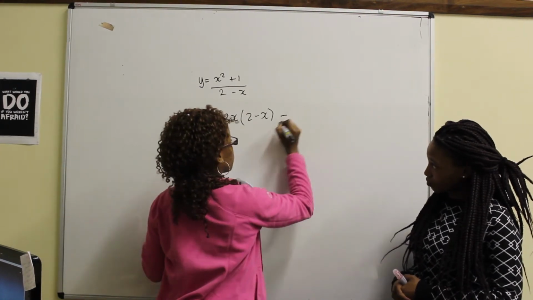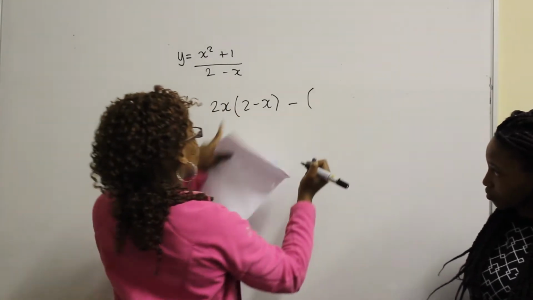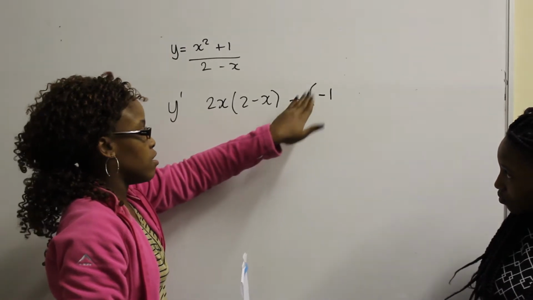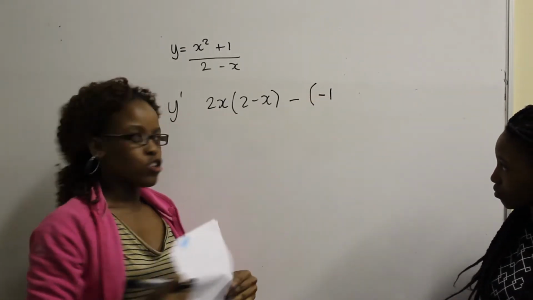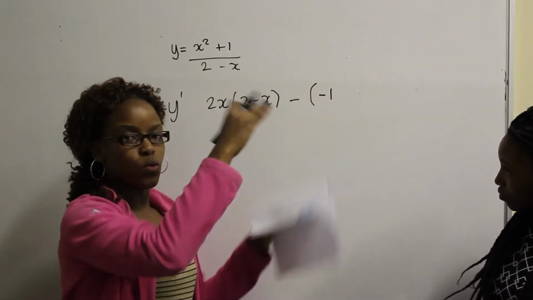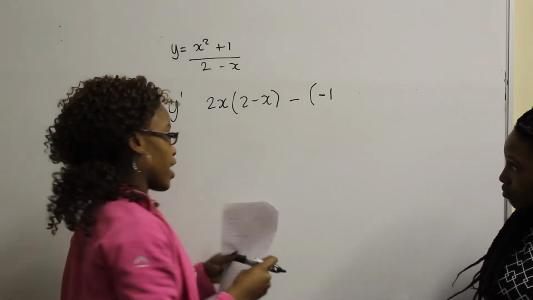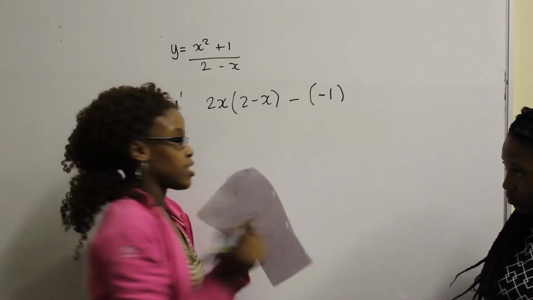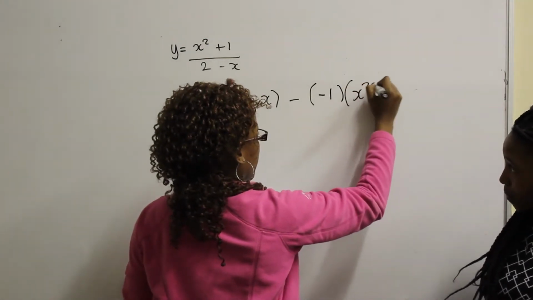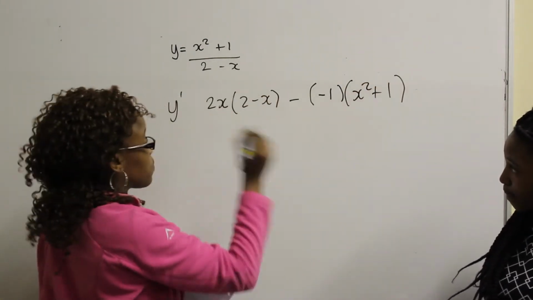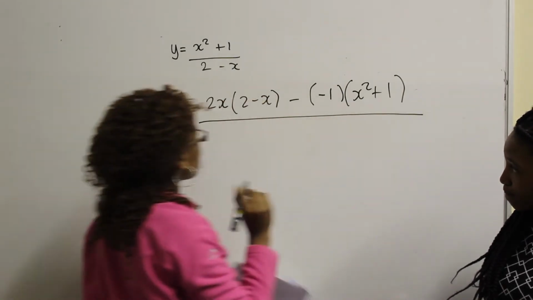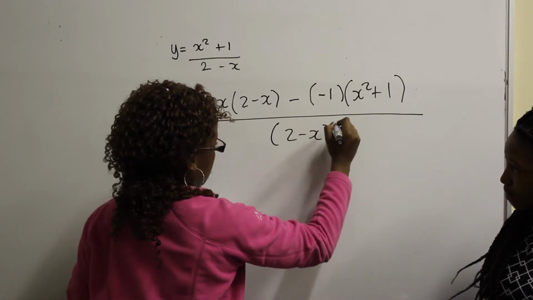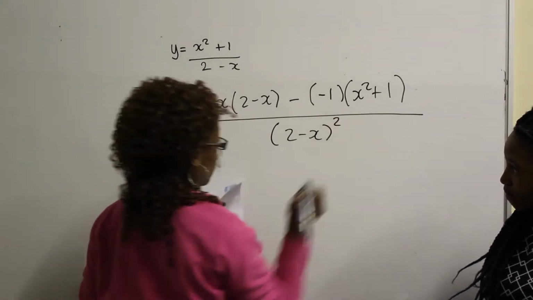Okay? So then you put the minus and then you put a bracket, then you say minus 1. Because you can't just say minus and then just say minus. Do you understand? Because obviously the minus is going to affect what's in the bracket eventually. And then you times by the numerator, so that's going to be x squared plus 1. And you put that all over the denominator squared. So then you say 2x, 2 minus x, all squared.